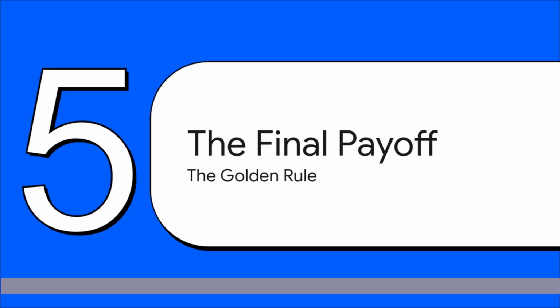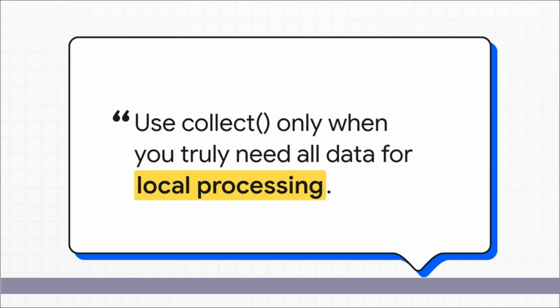Section 5, the final payoff. Let's move ahead and see how this all builds to our ultimate takeaway. Here it is. This is the golden rule of Apache Spark memory management. Read it, internalize it, maybe print it out and stick it to your monitor. Use collect only when you truly need all data in Python for local processing, and ensure the dataset is small enough to fit into memory. If you don't need all the data, or if you aren't absolutely 100% sure of its size, just don't use it. Play it safe and stick to show.